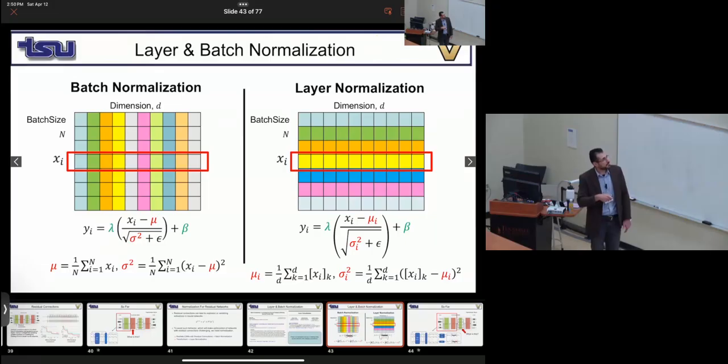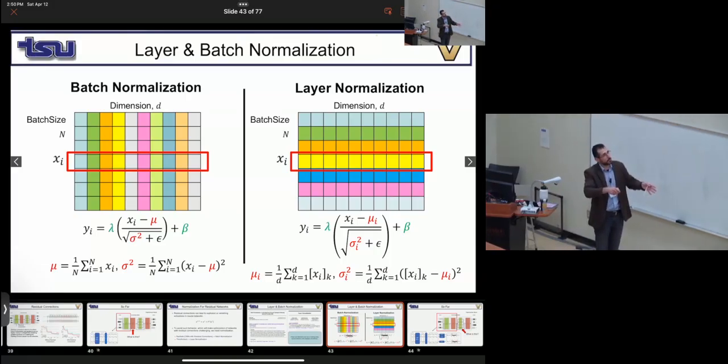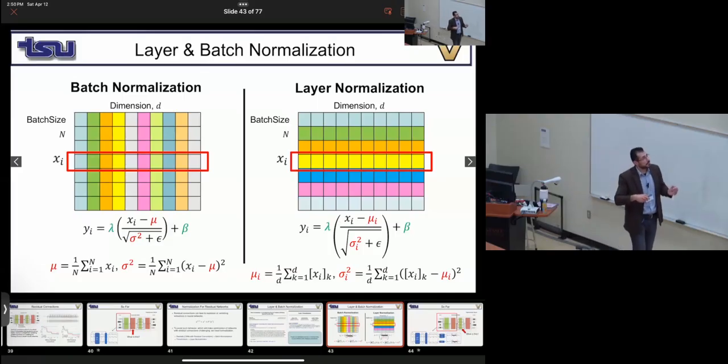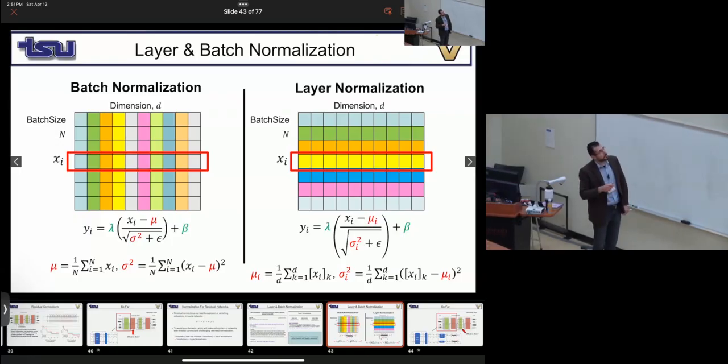So this normalizes each dimension of your feature space and makes it mean 0, standard deviation 1. Then you can shift it to where you want with the variable beta and scale it however you want with the variable lambda. So lambda and beta become learnable parameters for batch normalization. Again, this is a very useful normalization, but there is a problem: it depends highly on your batch size. How big or small your batch size is will affect your performance a lot.